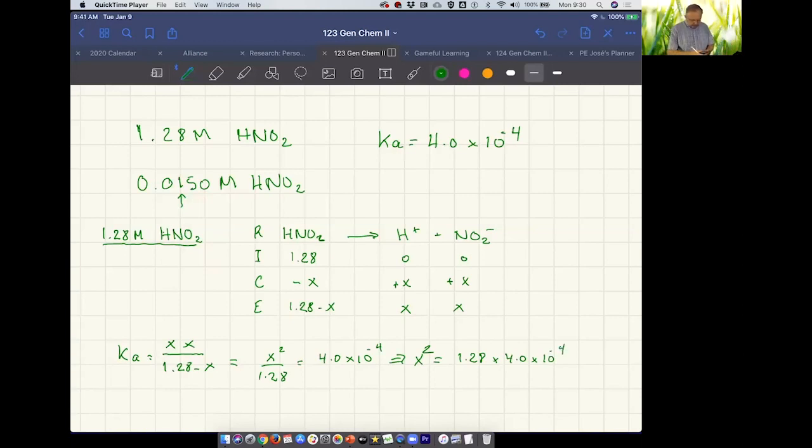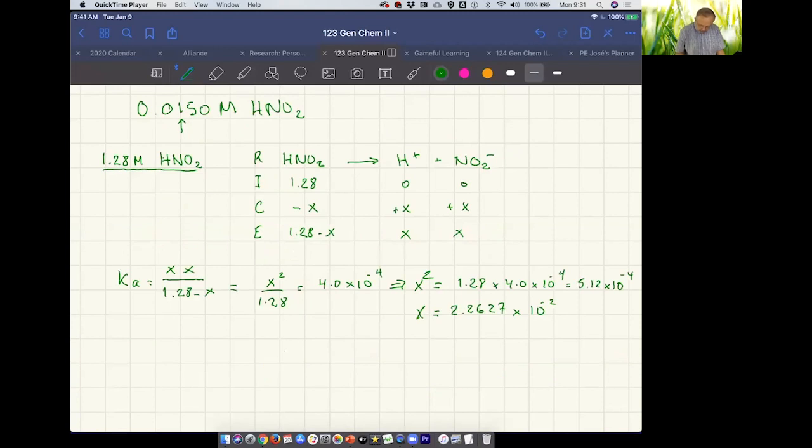So let's do the x squared first. 1.28 times 4.0 times 10 to the negative 4, and I get 5.12 times 10 to the negative 4. So I need to take the square root of that. So the square root of my answer from my previous calculation is going to be equal to, I'll put it in exponential notation, 2.2627 times 10 to the negative 2.